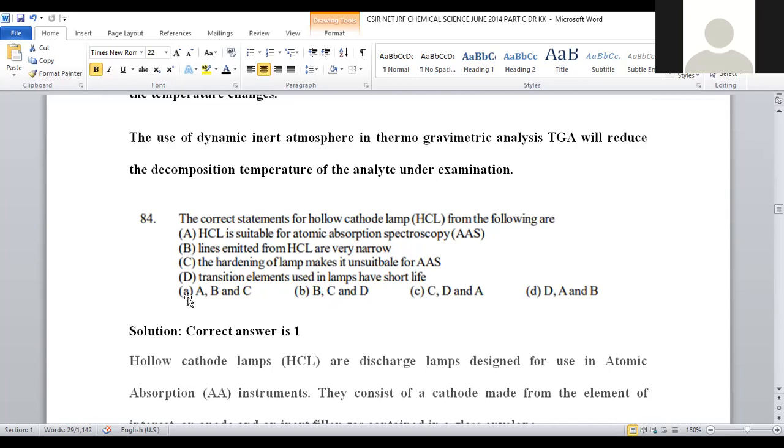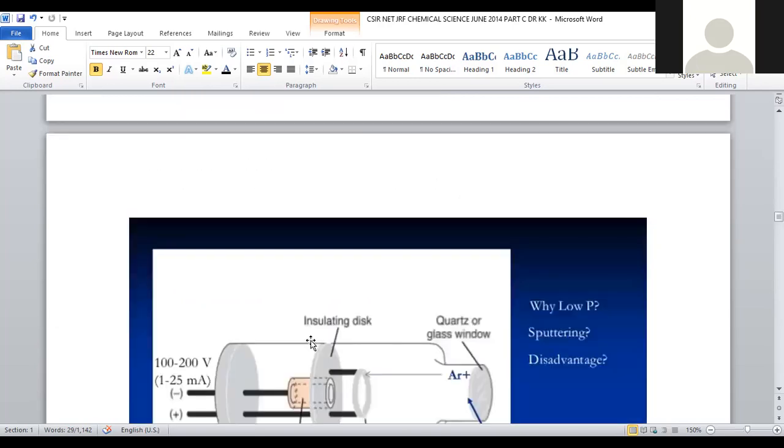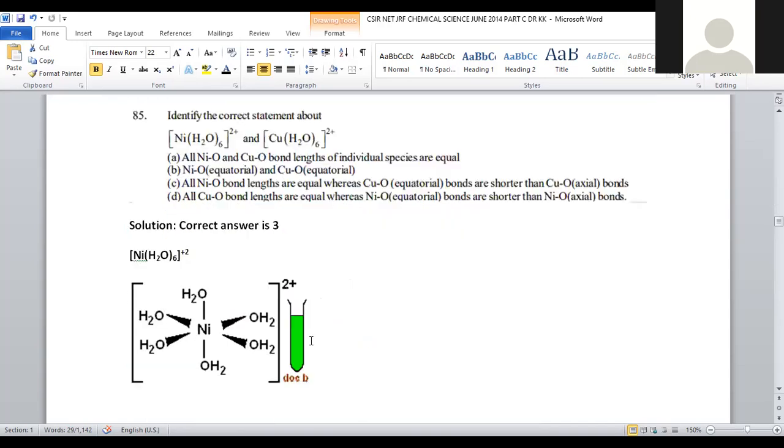For question number 84, A, B, C are provided in option number 1. So for question number 84, option number 1 is the correct answer. Let us move on to question number 85.